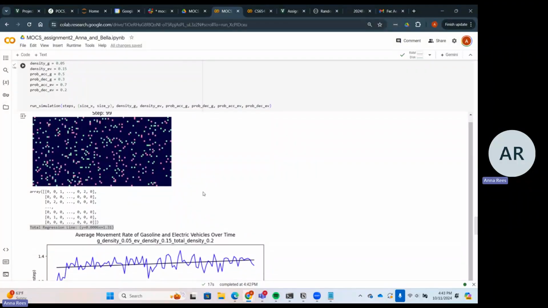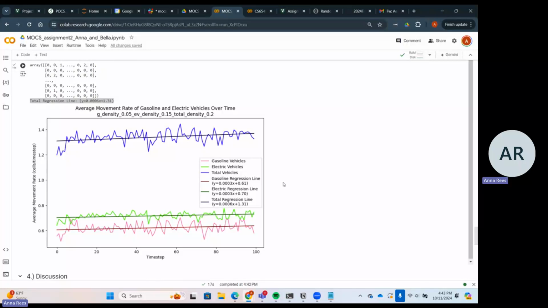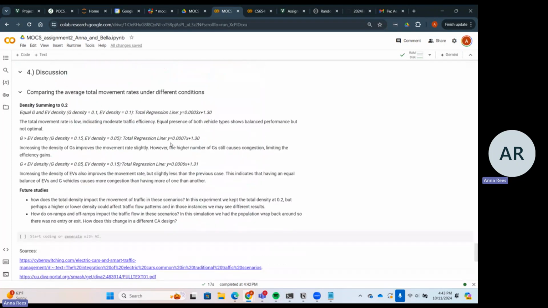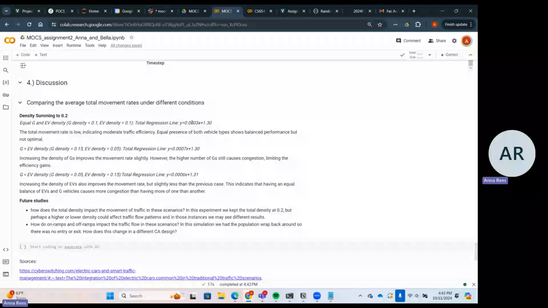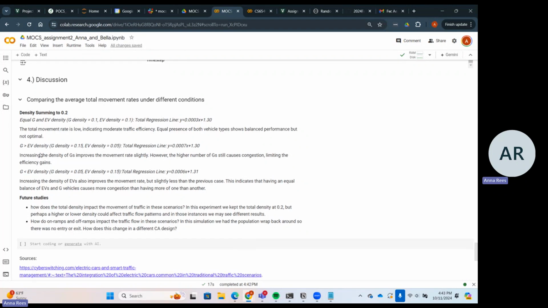So we ran that for a density of 15% gas and 5% electric, and then reversely for 15% electric and 5% gas. My assumption was that the electric vehicles would help improve efficiency, but actually what happened, as you can see here with the slope of that regression line, is that when there was equal density of gas and electric vehicles, the vehicles' total movement rate was pretty low compared to when there were more gas vehicles than electric. We saw that number increase quite a bit. So the overall movement rate of the vehicles increased in the scenario where there's more gas than electric, but we also saw it increase in the scenario where there's more electric than gas.